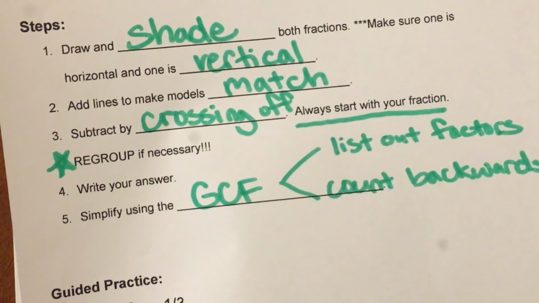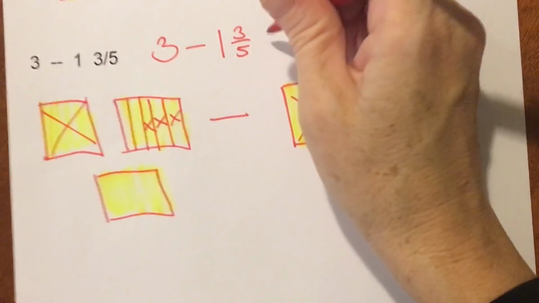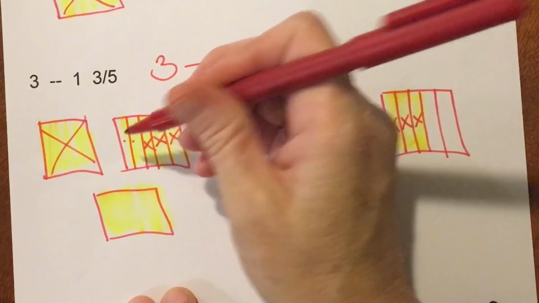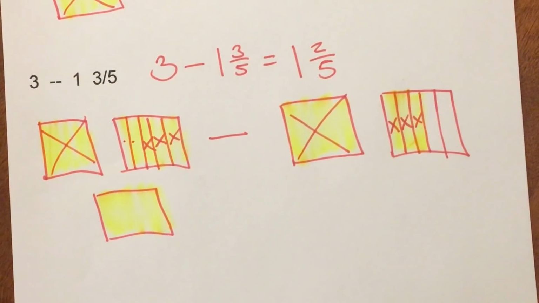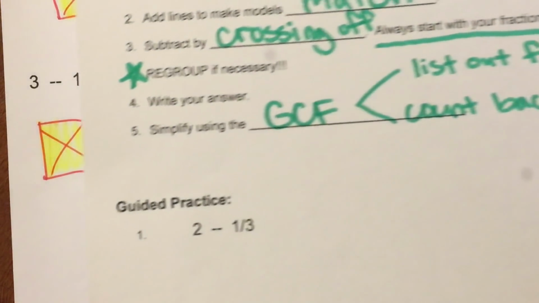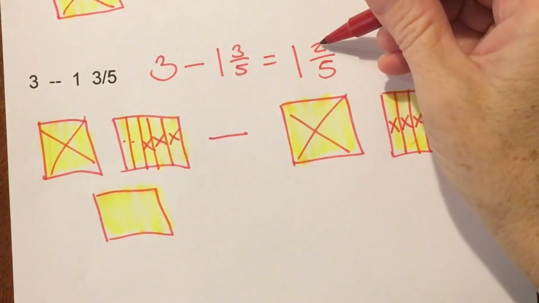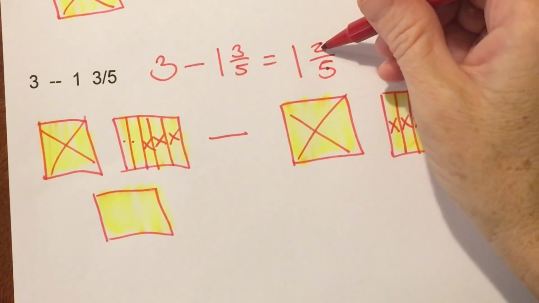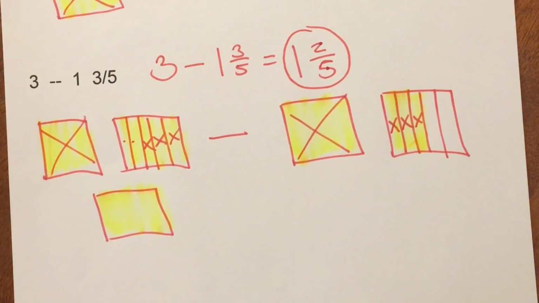Okay, so now what do I do? My next step says write my answer. What am I left with? I'm left with 1 whole and 2 pieces out of the 5 pieces. Okay, my next step says simplify using GCF. So I'm going to check in my head. Is 2 my GCF? Does 2 fit into 2? Yep. But does it fit into 5? Nope. And then 1 does, but 1 doesn't help, which means that is my answer. Okay, let's try some of these together.